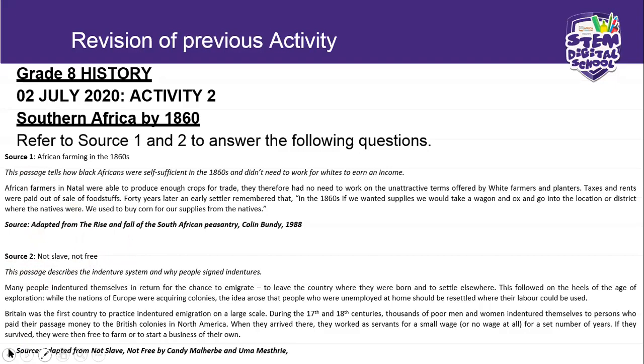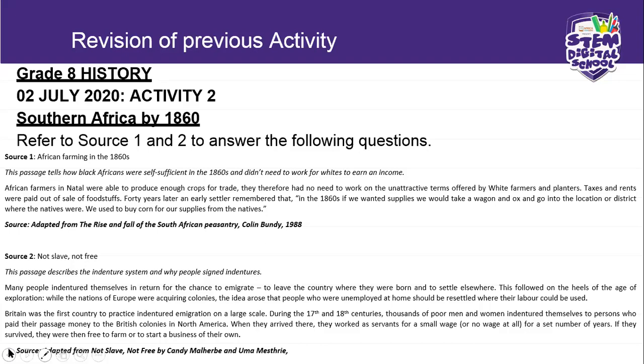African farming in the 1860s. This passage tells how Black Africans were self-sufficient in the 1860s and didn't need to work for whites to earn an income. African farmers in Natal were able to produce enough crops for trade. They therefore had no need to work on the unattractive terms offered by white farmers and planters. Taxes and rents were paid out of the sale of foodstuffs.